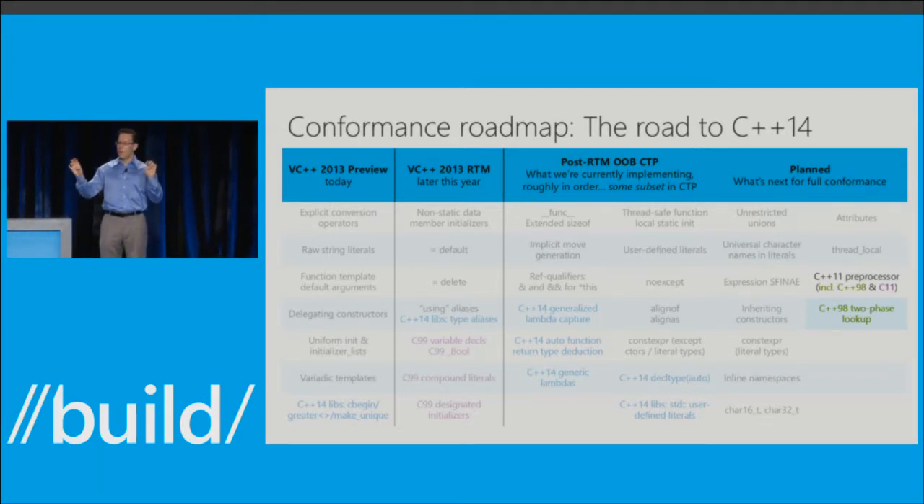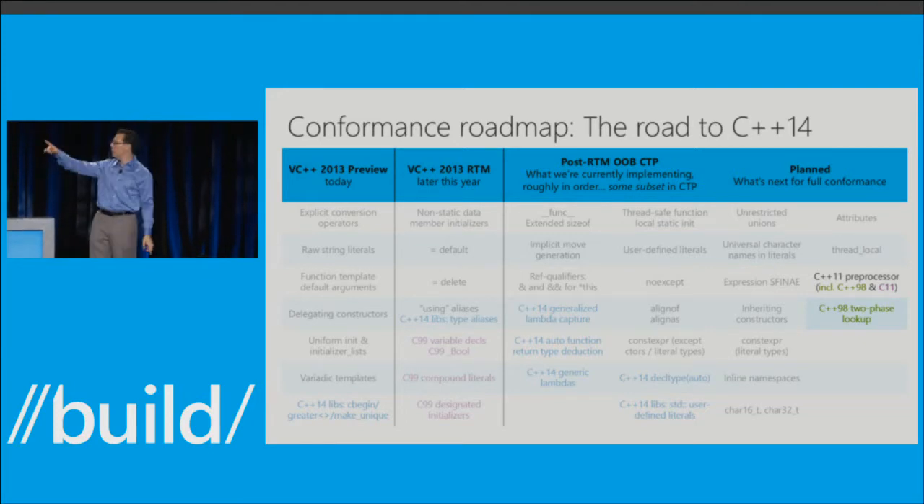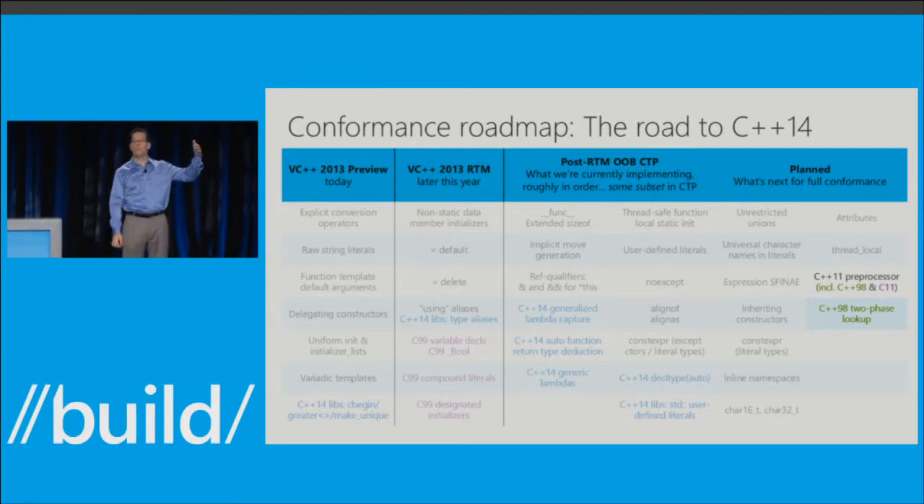Now you'll notice the color coding. The black things are C++11 features, and the blue things are C++14 features, and there's quite a bit of blue here already. So if that's C++11, what remains to be fully conformant to C++14? Because C++14, it's not done yet.